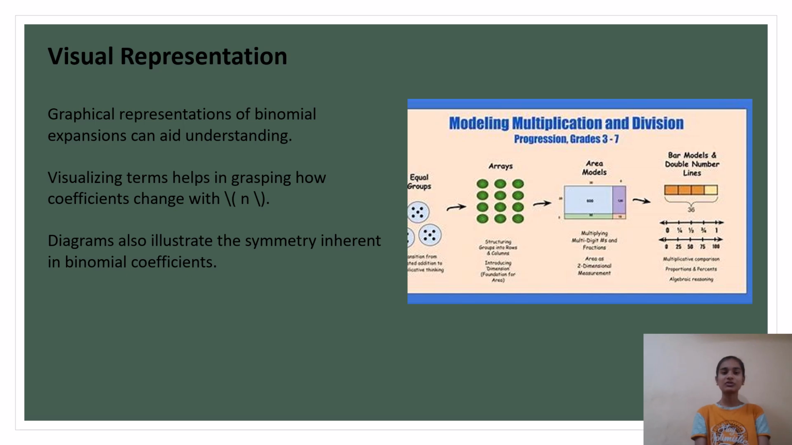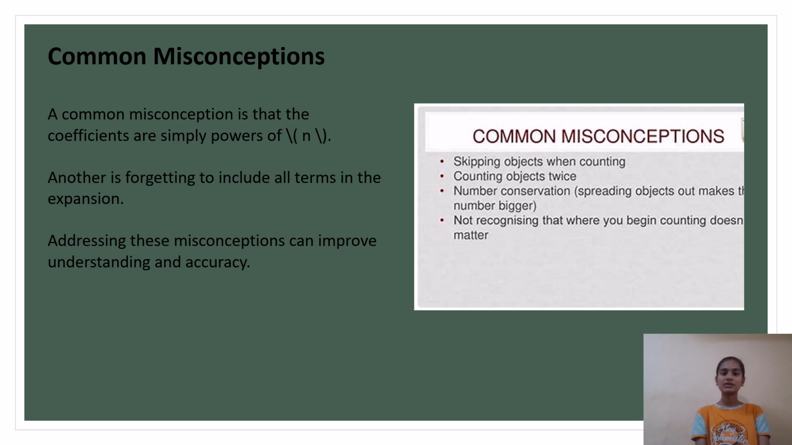Visual representation. Graphical representation of binomial expansion can aid understanding. Visualizing the terms helps in grasping how the coefficients change with n. Diagrams also illustrate the symmetry inherent in the binomial coefficients. Common misconceptions. A common misconception is that the coefficients are simply powers of n. Another is forgetting to include all terms in the expansion. Addressing the misconceptions can improve understanding and accuracy.